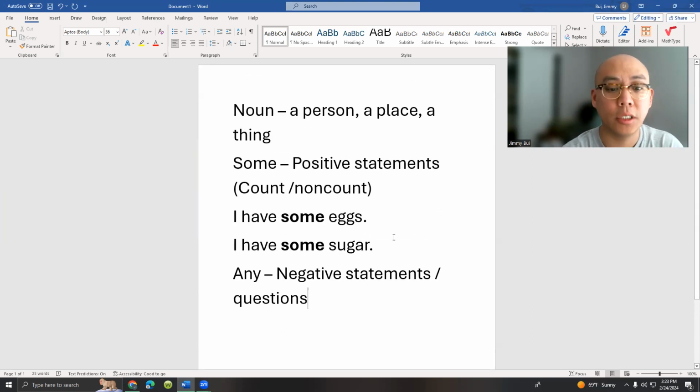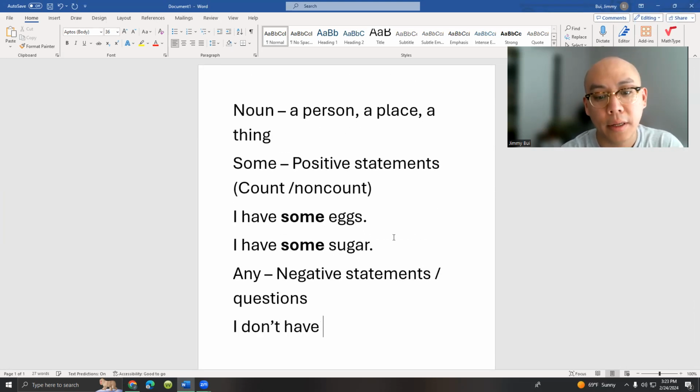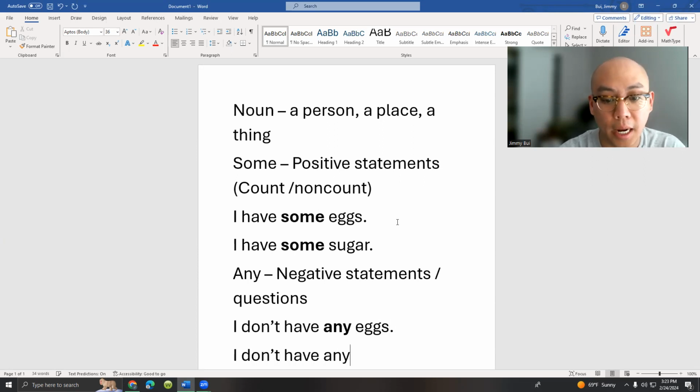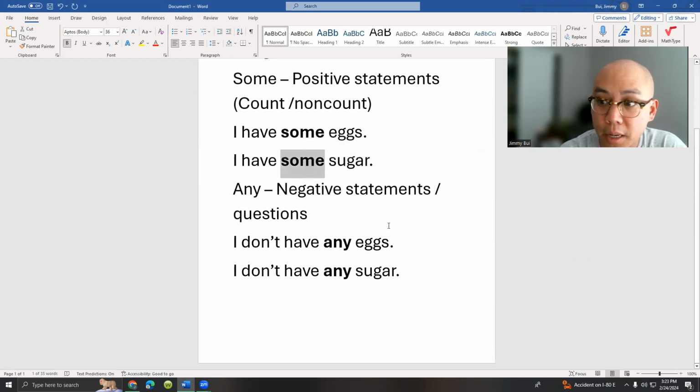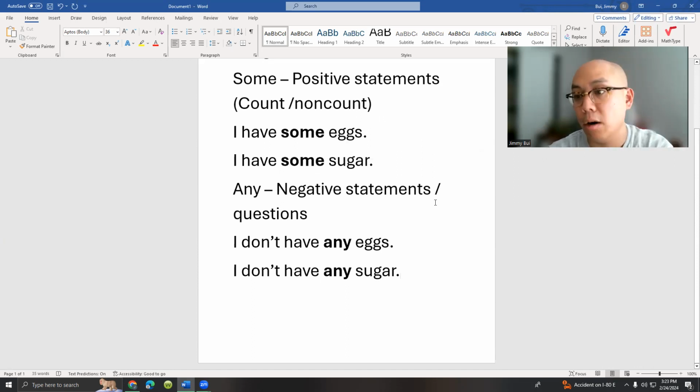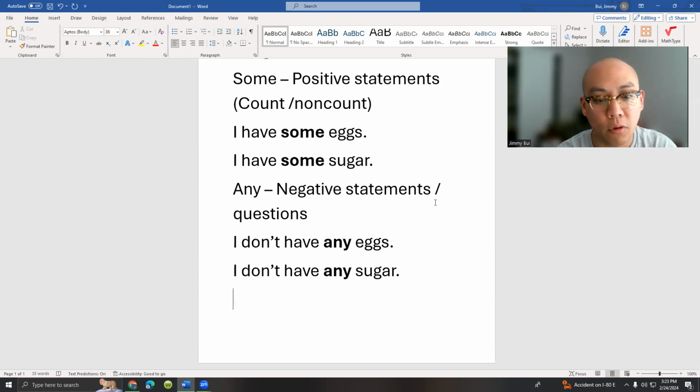Negative statements and questions: I don't have any eggs. I don't have any sugar. So I like to think of any as the opposite of some. They are essentially in the same measurement, 50%. Okay, and then in question form: do you have any eggs? Do you have any sugar?